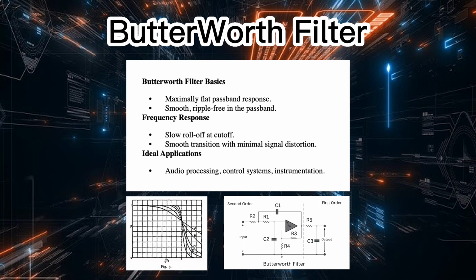Known for its maximally flat frequency response in the passband, the Butterworth filter is unique because it doesn't have any ripples in the passband. As you can see here, the Butterworth filter's response curve is very smooth, making it ideal when you need a filter with no passband ripples that won't distort your signal. However, the smoothness comes at a trade-off, and the Butterworth filter has a slower roll-off around the cutoff frequency. You will often find the Butterworth filter in applications like audio processing, control systems and instrumentation.